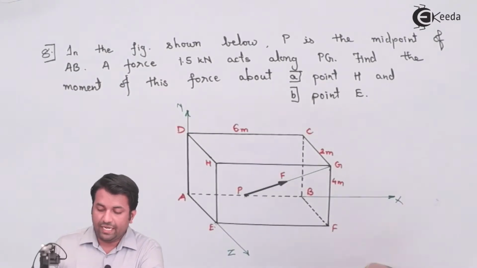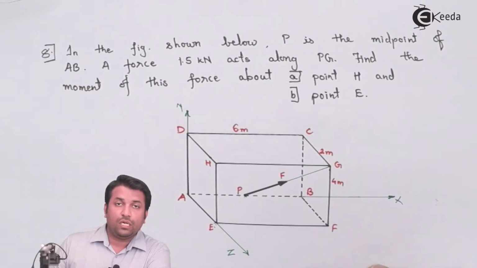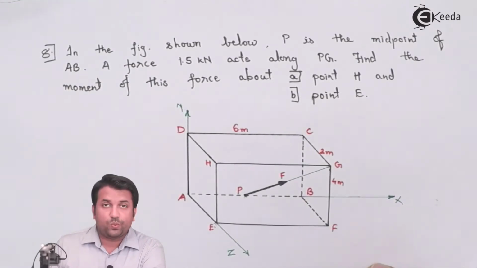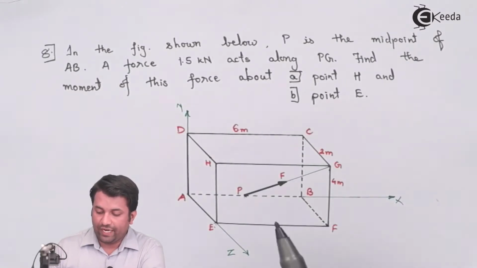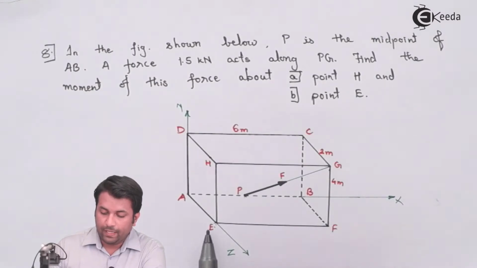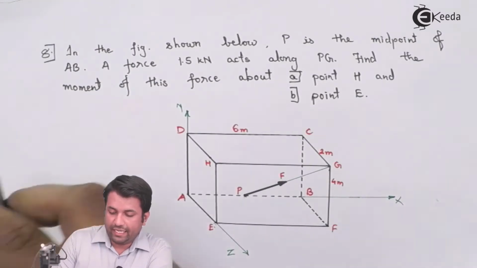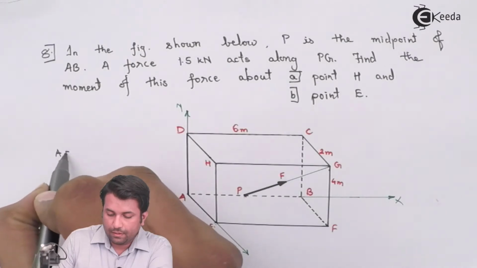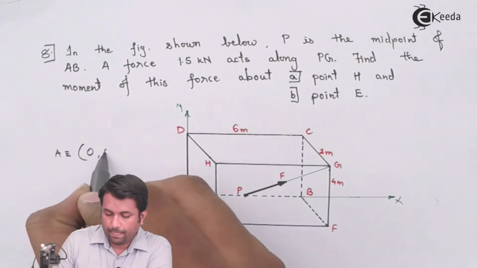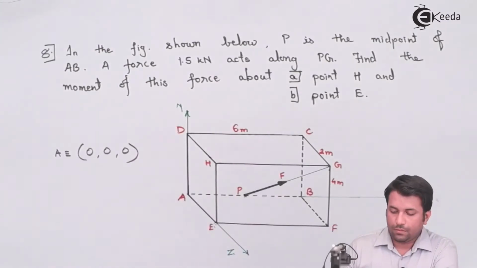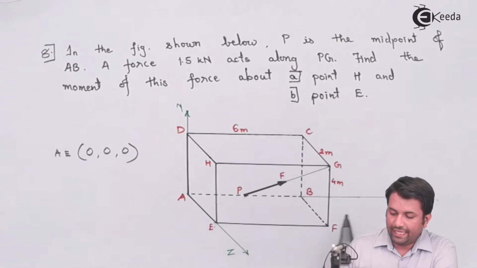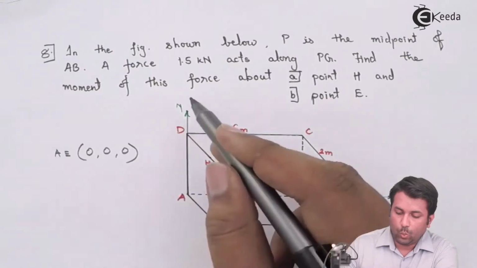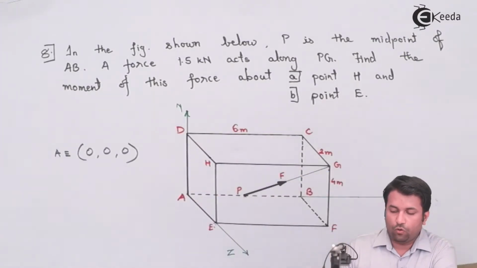So the first step that we need to do is find out the coordinates of the points which are necessary. In this case, A being the origin, I'll write A as 0, 0, 0. Now this length is given to me as 6 meters, that is along x-axis. Along z-axis, the length happens to be 2 meters, and along y-axis, the length happens to be 4 meters.